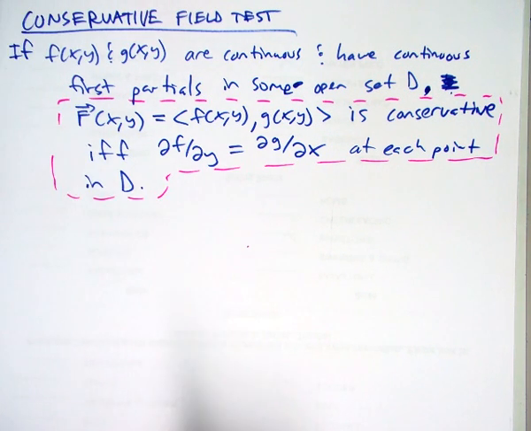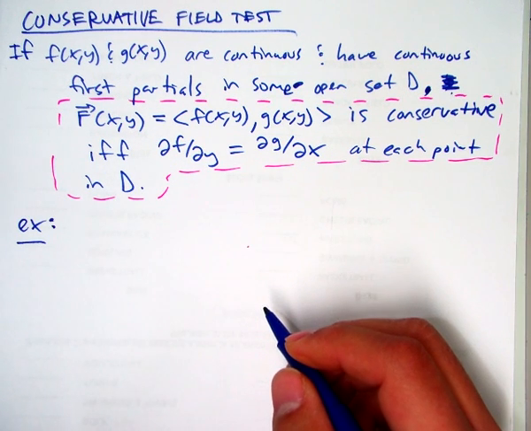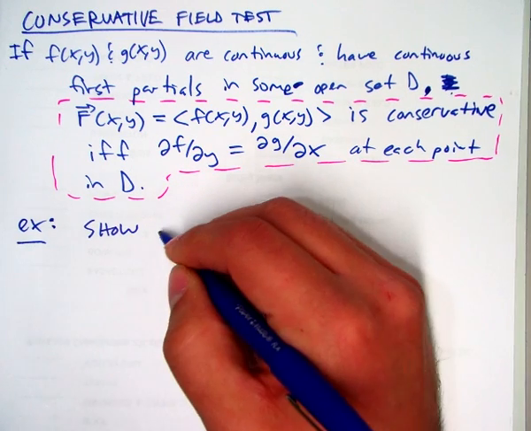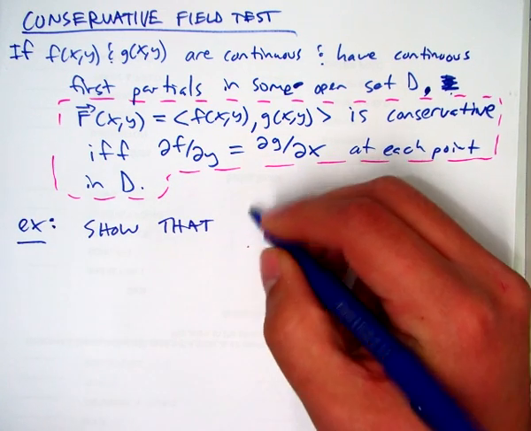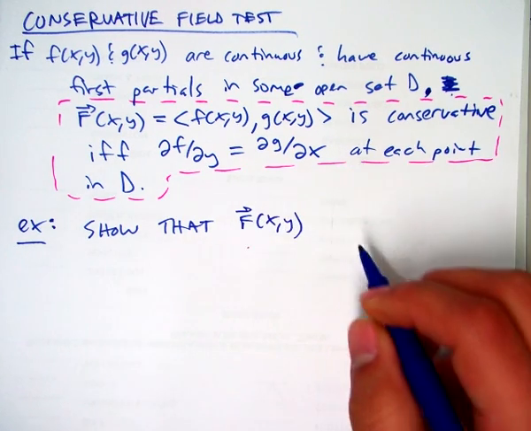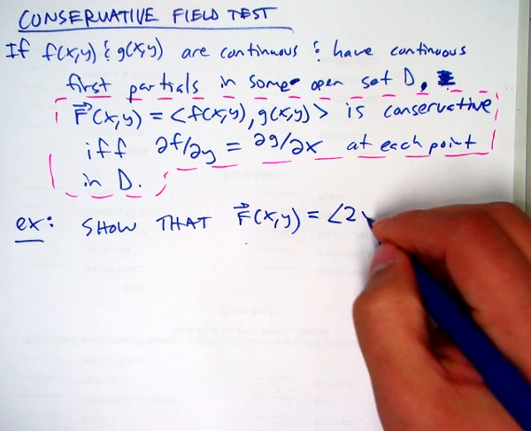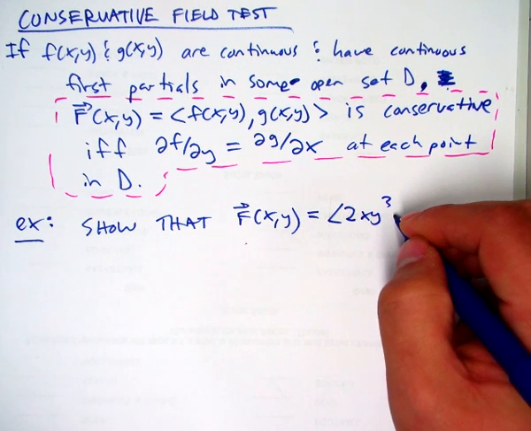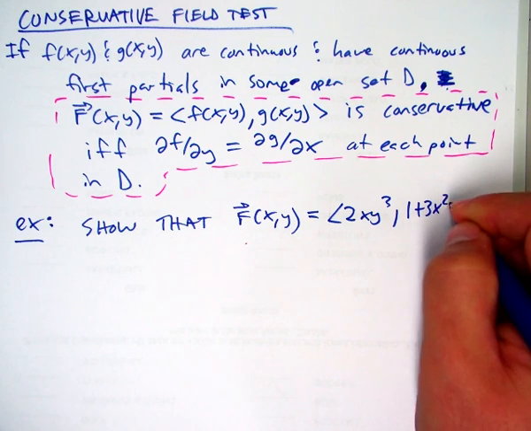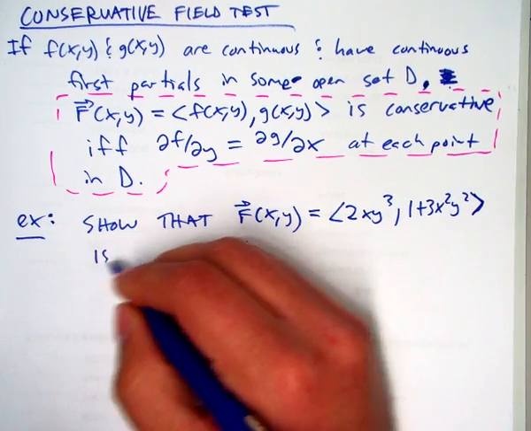So, for example, show that the vector field f of x y, there's just so many f's, which is equal to 2xy cubed for the x component and 1 plus 3x squared y squared for the y component. Show that this is conservative.